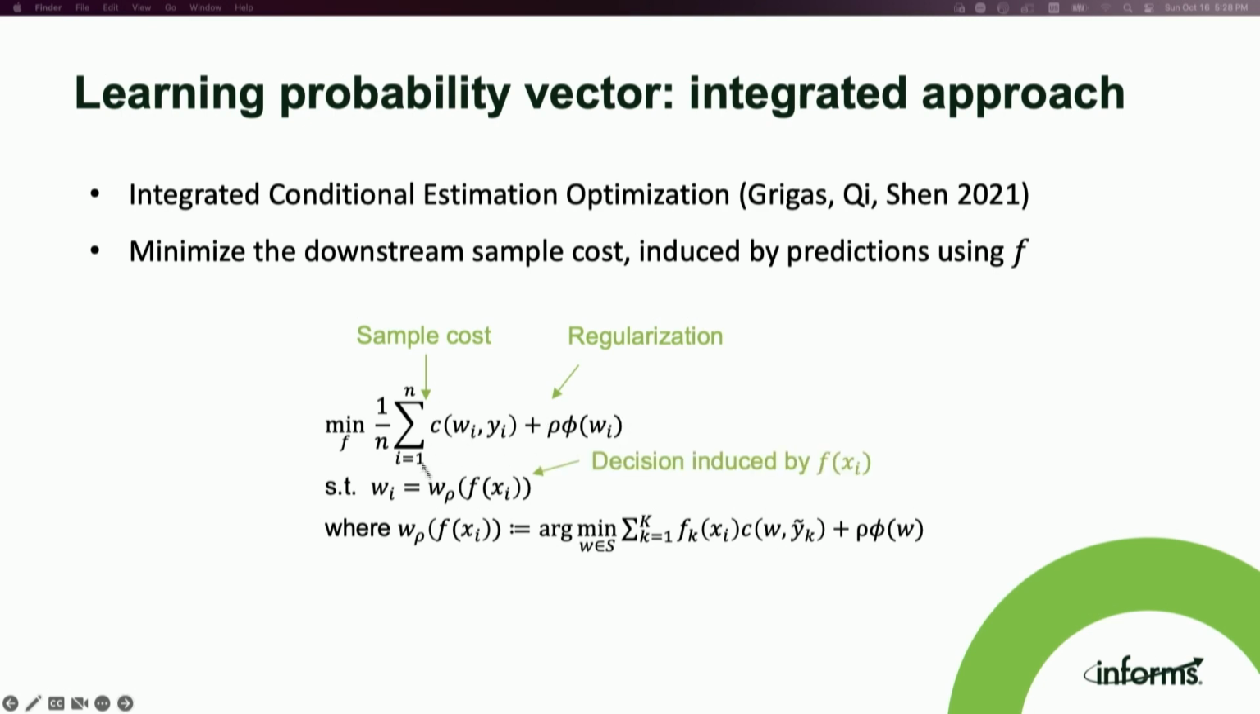And the sample cost is induced by the optimal decision associated with the prediction that you could achieve with F and the sample of feature X. Notice that here we need to calculate this argmin. We need to calculate the optimal decision induced by a given probability vector. But as long as this problem is convex, it's not hard to have an oracle that helps us achieve this goal.